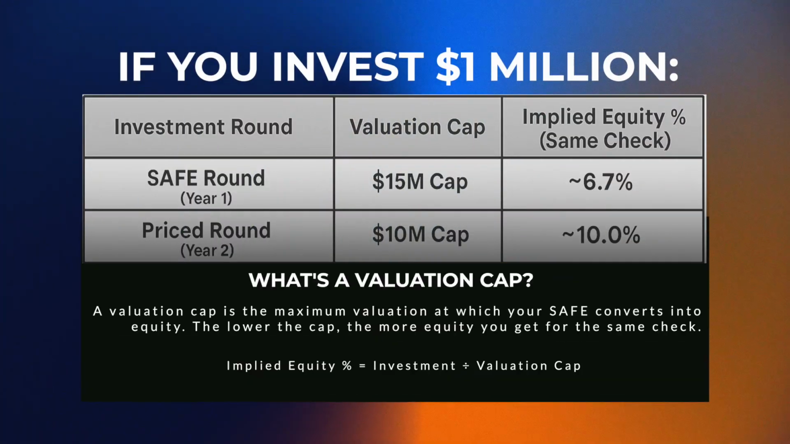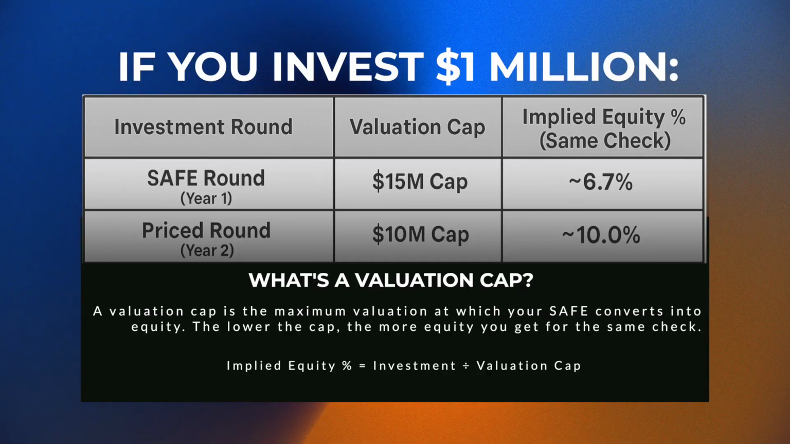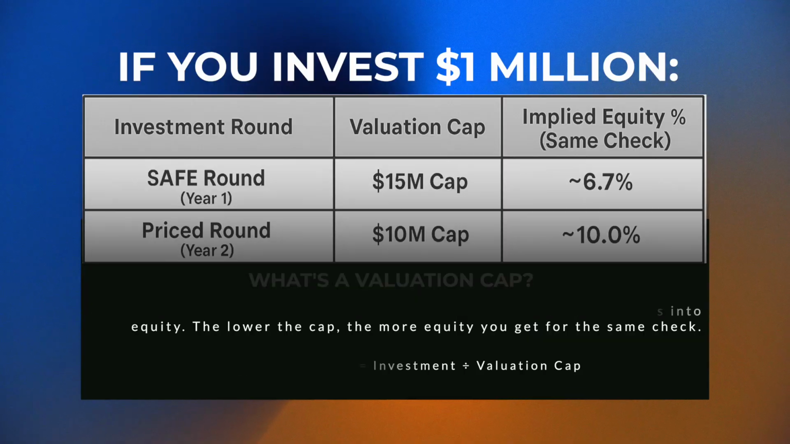Let's say I invest in a safe at a $15 million cap. Then a year later, I do a price round at a $10 million cap. That means my safe converts at the lower valuation. I get more equity for the same check. This is a downside protection that's embedded in the safe.